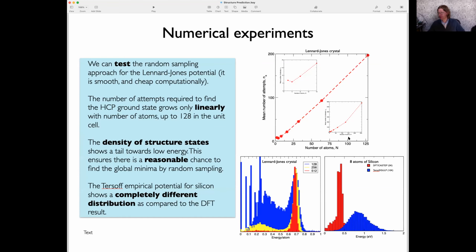Okay, so let's do some numerical experiments based on this idea. So here I'm going to do some testing of this idea for random sampling of the Lennard-Jones potential. Now it's not a first principles potential, but it is a smooth and cheap to compute potential, which means we can calculate the statistics and error bars and so on.